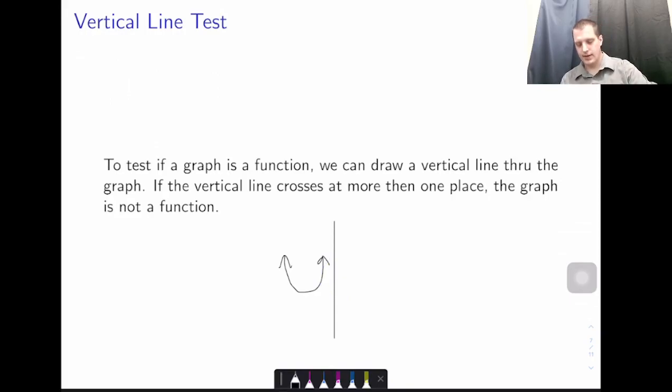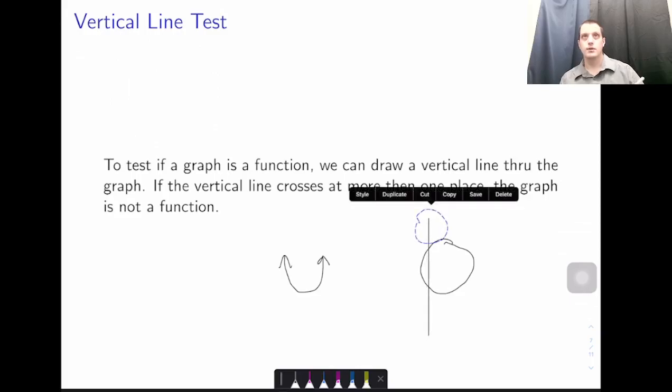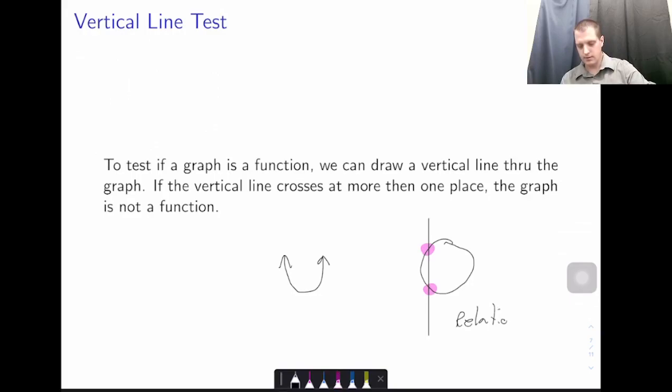Now, if I had, say, a circle, could I take that same vertical line and get it to cross through and touch it only one place? Well, in this case we're going to have to stop, because here and here it crosses in two different places. So this would just be a relation, whereas this would be a function. So the vertical line test will tell you if something is just a relation because it'll cross in more than one place. And if it doesn't, then it is a function.